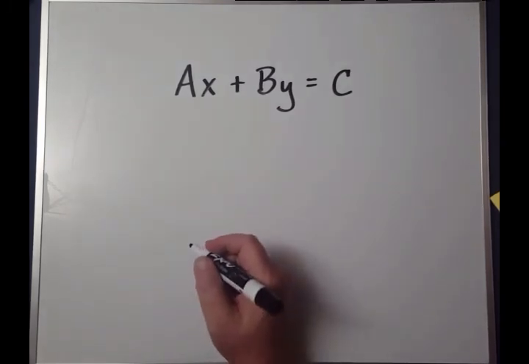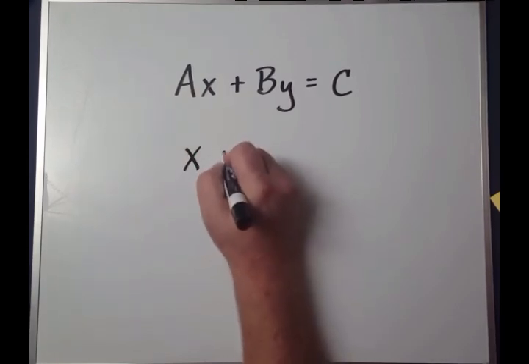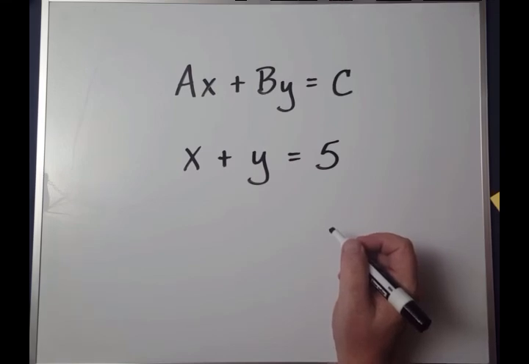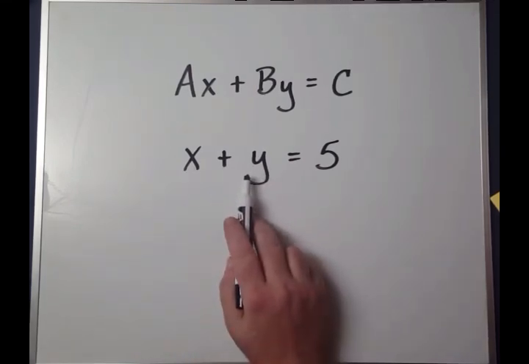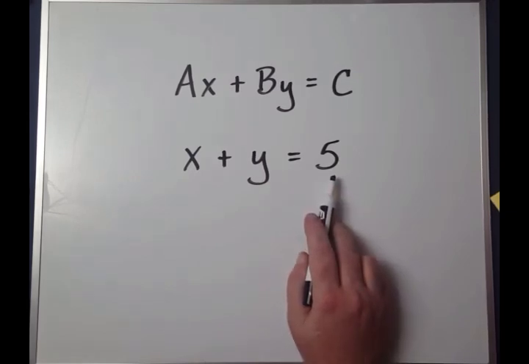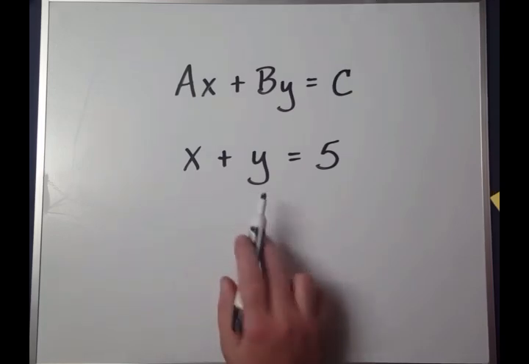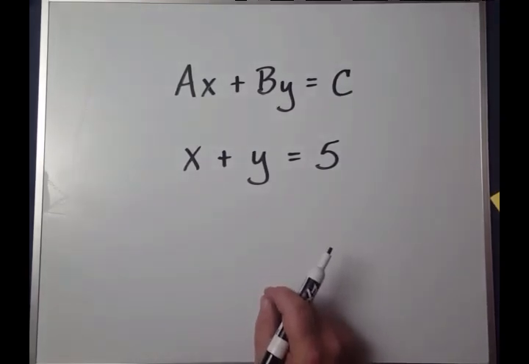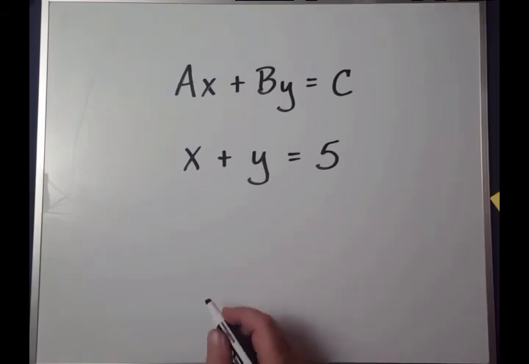A very simple example would be x plus y equals 5. The coefficient on x is 1. The coefficient on y is 1. The numeric term is 5. Those are all real. My variables are raised only to the first power, so here I have a linear equation in two variables. Anytime we talk about equations, we talk about their solutions.